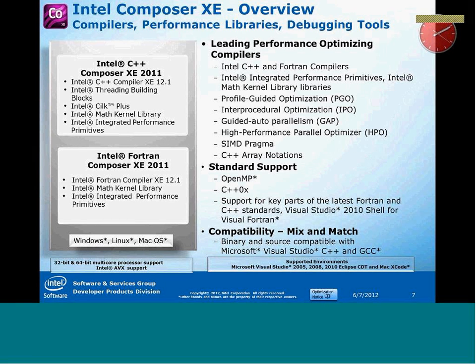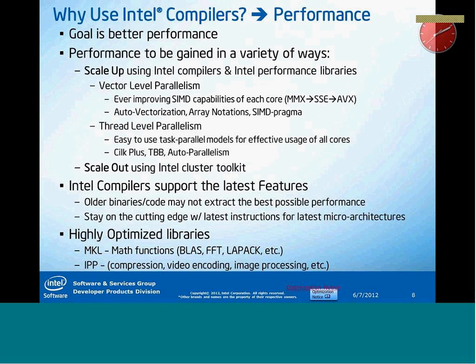So this is an overview of the Intel compilers' main features that I'll be going over in today's presentation, and I've already mentioned some of the highlights. So I'm going to move over to the next slide, which addresses the value proposition of Intel compilers. Why use them? The goal is achieving better performance. Simple as that.